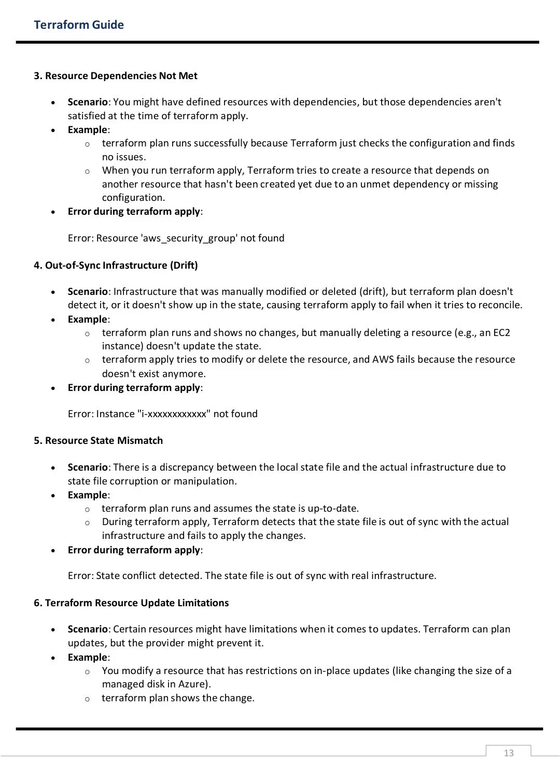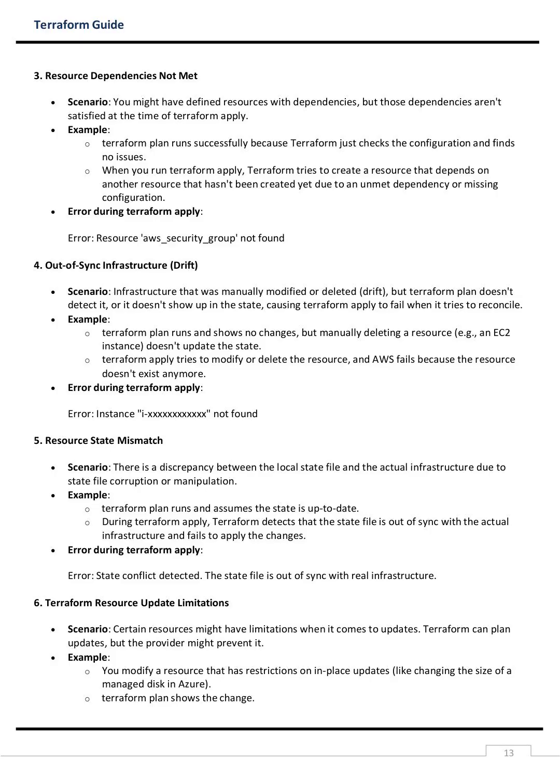Error during Terraform apply. Error: Instance i-xxxx not found. 5. Resource state mismatch. Scenario: There is a discrepancy between the local state file and the actual infrastructure due to state file corruption or manipulation. Example: Terraform plan runs and assumes the state is up to date. During Terraform apply, Terraform detects that the state file is out of sync with the actual infrastructure and fails to apply the changes.